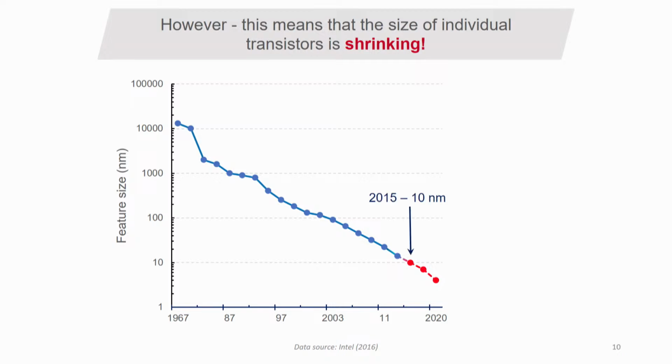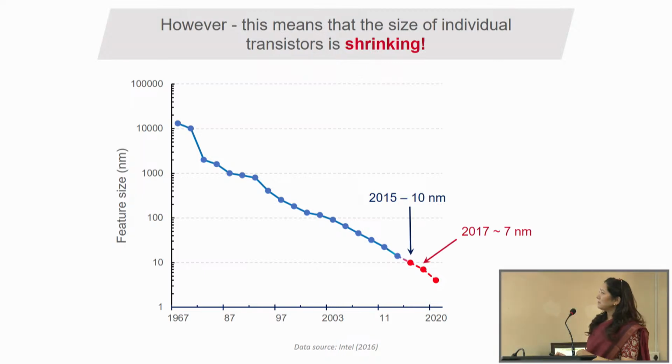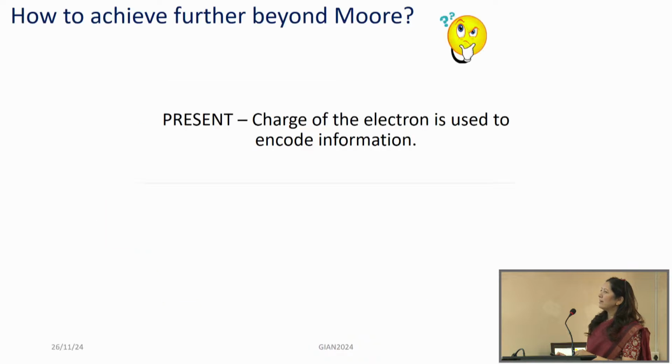So what does it mean? In 2015, the size of the transistor was 10 nanometer. In 2017, it was 7 nanometer. And then we are here. So again, what I am repeating is, how do we achieve this? At present, we use the charge of the electron to encode the information, right? 0 and 1. You are very well aware of binary codes and all this.